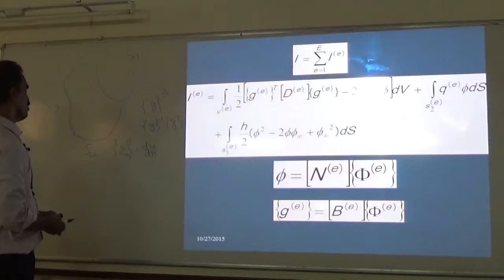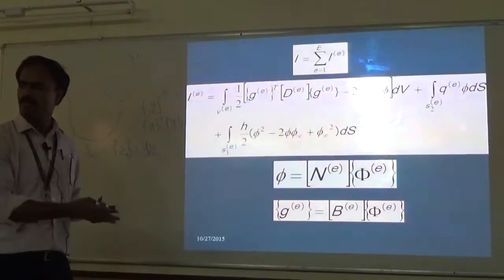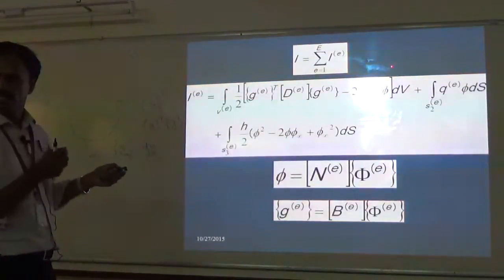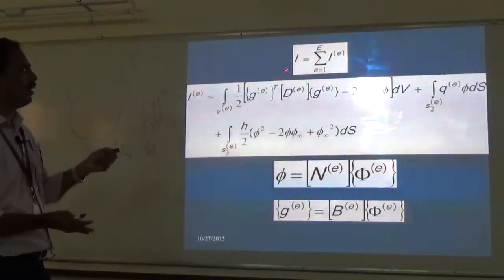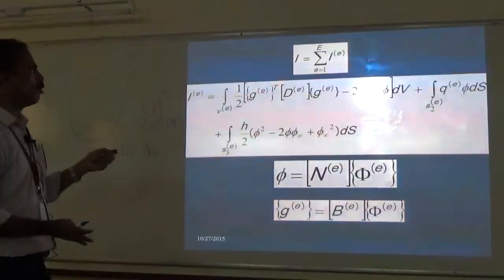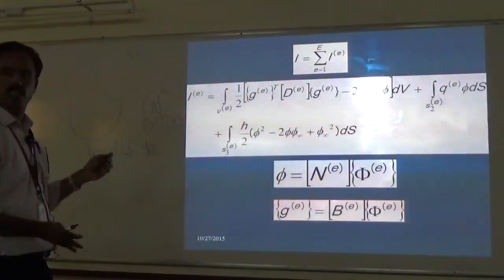Since a finite element model consists of meshes, there are E number of elements. So what we can do is calculate this functional for each element and then sum it up over all the E number of elements, so that we have the total functional. We are just introducing this superscript E, which means that for each element we are calculating this functional.